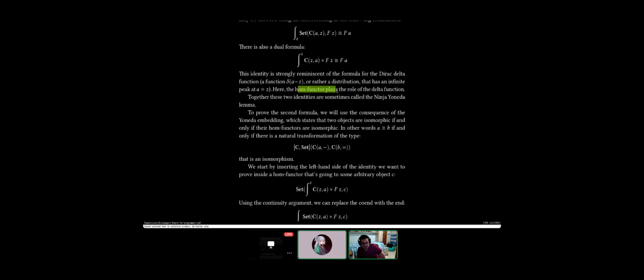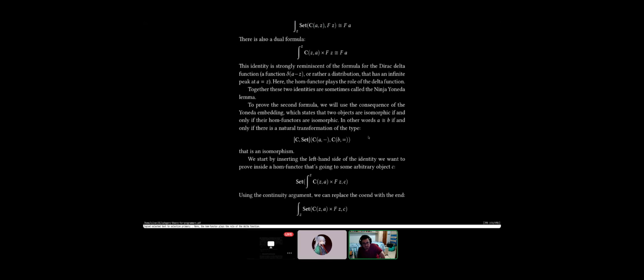Here, the home functor plays the role of the delta function. I'm pretty sure if we were more into calculus, we would appreciate this more, but for me, it's like, okay, this is interesting.